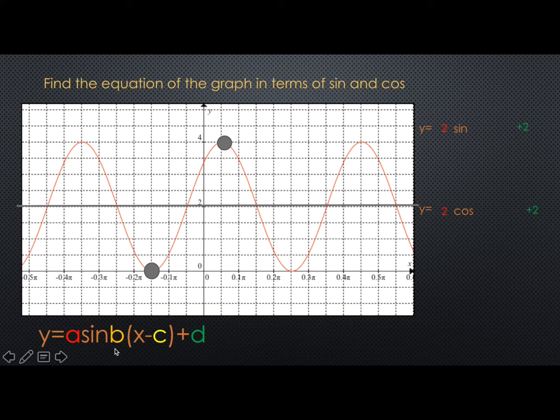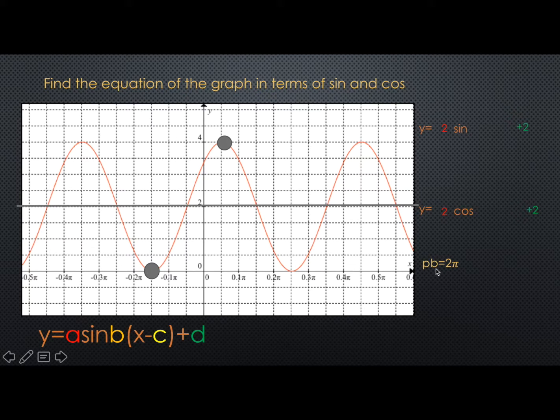The b value comes from the formula p b equals 2 pi. In the parent graph, the normal length of one cycle is 2 pi. We want to convert that using this formula to match our current graph. We're trying to find the b value.